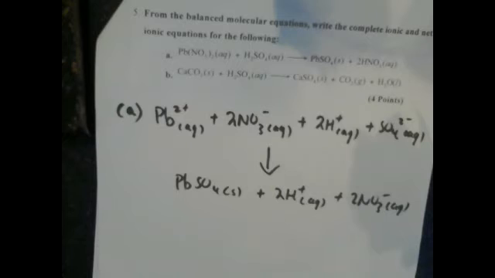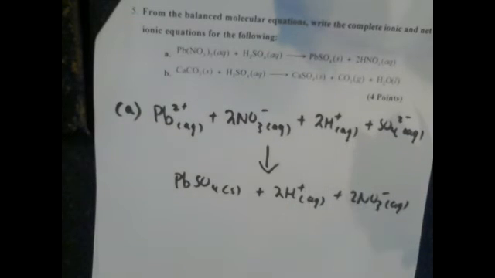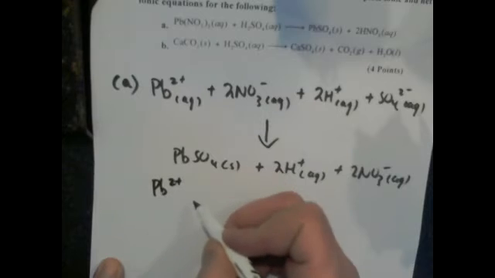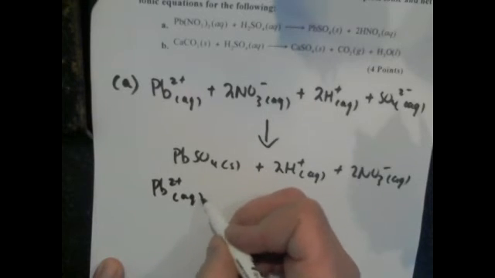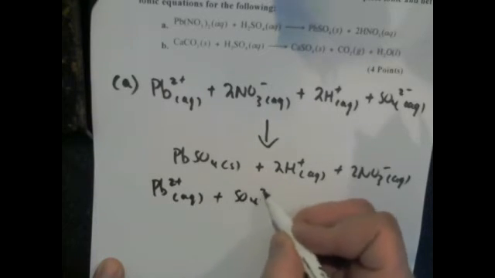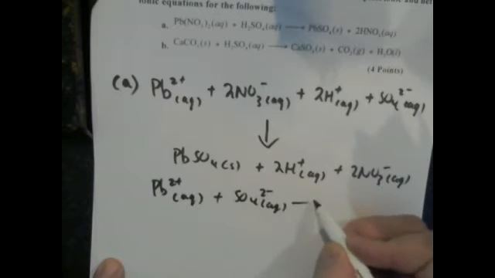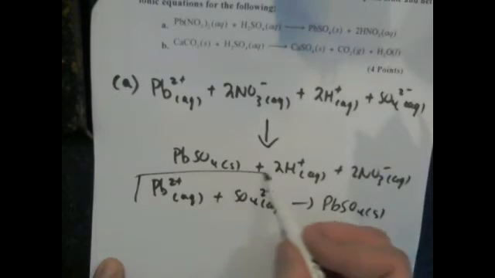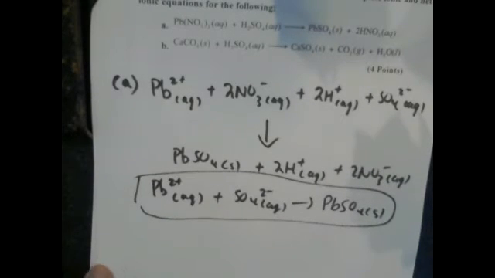Now, how am I going to get my net ionic equation? I'm going to cancel out any spectator ions, and they're ions that appear in the same form on both sides of the arrow. So in my case, that's going to be these nitrate anions, and then these 2 hydrogen ions here. So when I do that, I get a net ionic equation, Pb2+ (aq) plus SO4 2- (aq) gives me PbSO4 solid. So I might just make that really clear.